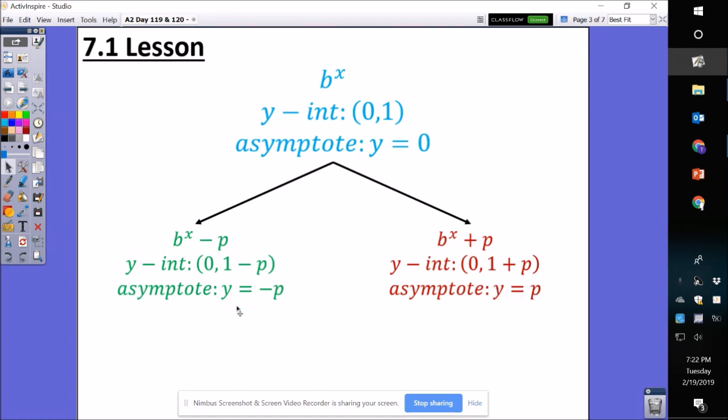So as long as you have the information for when it's minus p or plus p, then our y-intercept will change, more specifically the y value. In addition, our asymptote will also change compared to the standard exponential function.